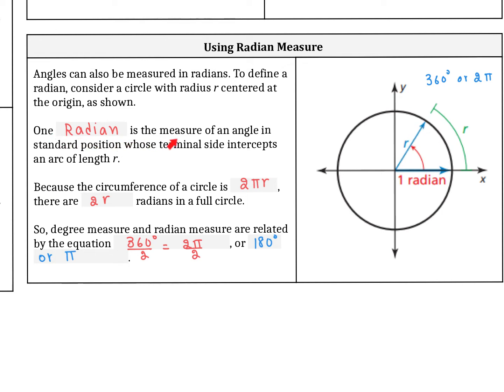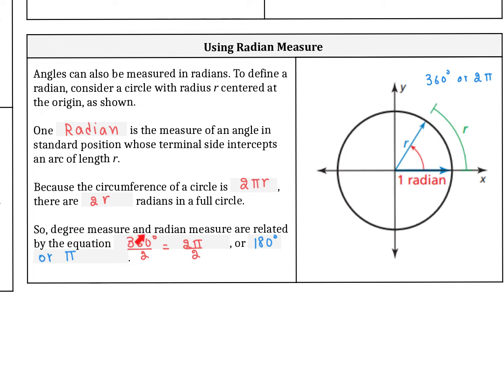1 radian is the measure of an angle in standard position whose terminal side intercepts an arc of length r. If this is r and this is the arc, this is going to be 1 radian. Because the circumference of a circle is 2 pi r always, there are 2 pi radians in a full circle.